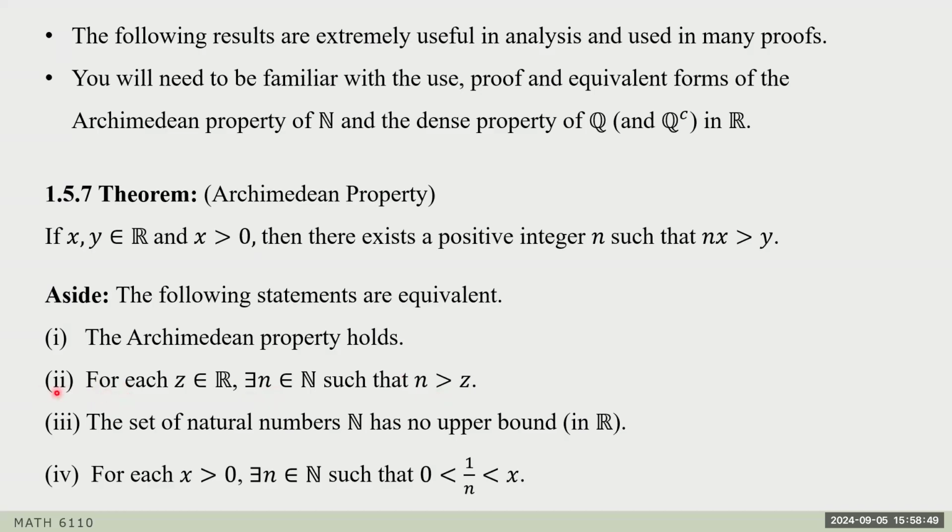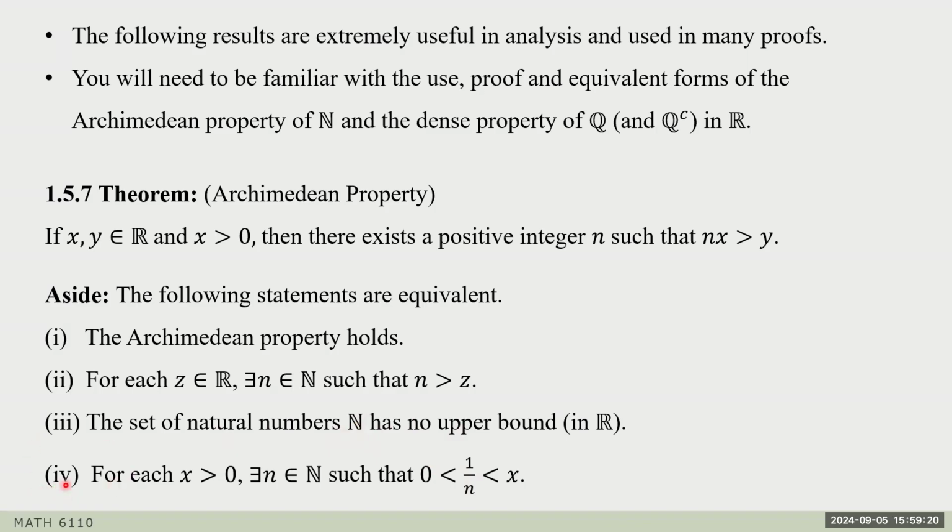Another way of saying the second point is this third point, which is the set of natural numbers N has no upper bound in R. Or in other words, the set of natural numbers is unbounded above. It's bounded below, by the way, right? It's bounded below by, well, any number less than 1 will bound N below, but it has no upper bound. So you could get arbitrarily large.